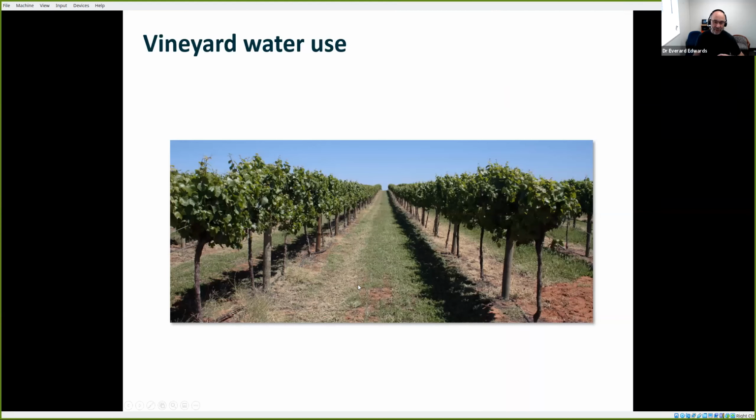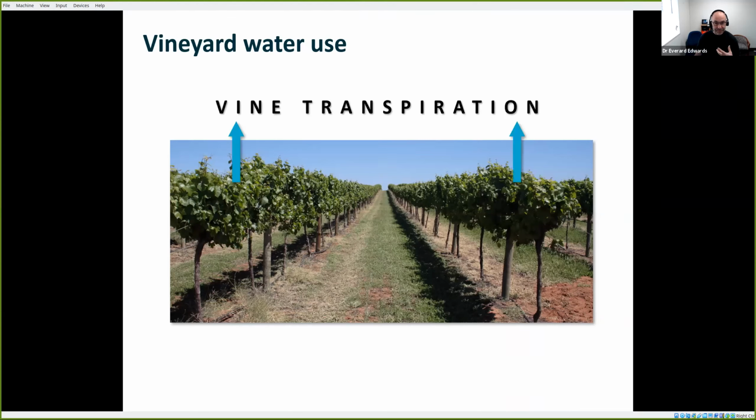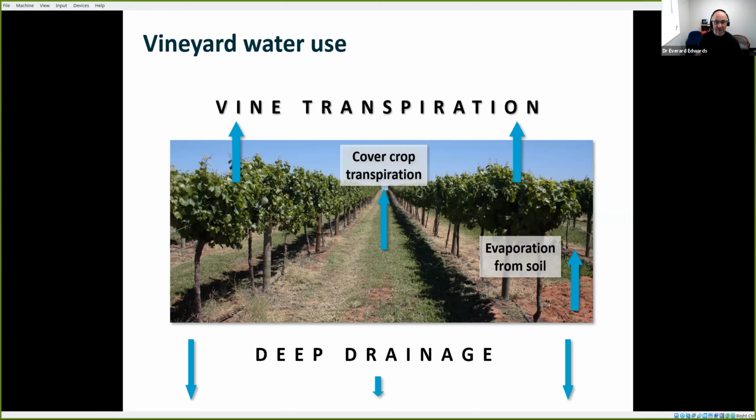Looking at the vineyard, we can consider the different components of water use within it. We would expect the largest one typically to be the actual transpiration of the vines themselves, but we also have water use from a cover crop if that's in place. If the cover crop's not in place, or only in place for part of the season, we've also got evaporation occurring from the soil between the plants. And finally, we also have deep drainage, where the water has moved through the soil, out of the root system and off down towards the water table.